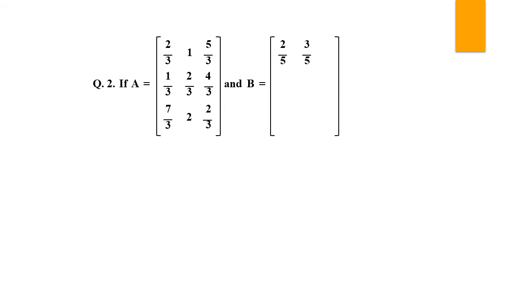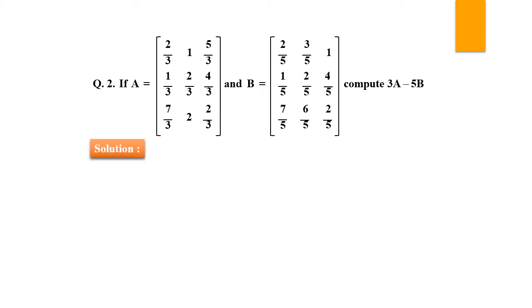If matrix A is equal to [2/3 1 5/3; 1/3 2/3 4/3; 7/3 2 2/3], and matrix B is equal to [2/5 3/5 1; 1/5 2/5 4/5; 7/5 6/5 2/5]. Compute 3A minus 5B. So see, here first we need to obtain the scalar multiplication of the matrix A, that is 3A, and then scalar multiplication of the matrix B, that is 5B, and then subtract the both matrices.